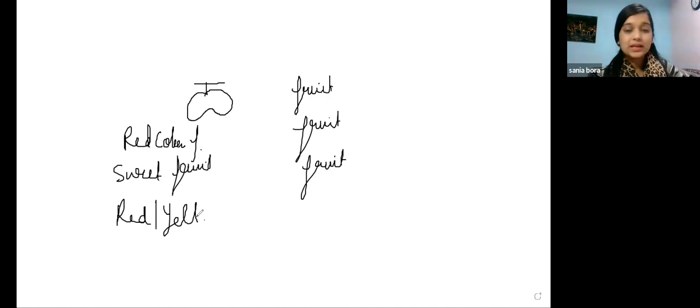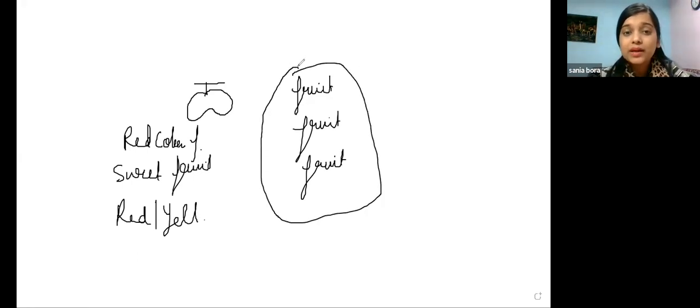So basically, this is meaning. Meaning remains the same. You cannot change meaning. But definition, you can change. It is according to people, person to person. Why person to person? Maybe I am defining this fruit as a sweet fruit.